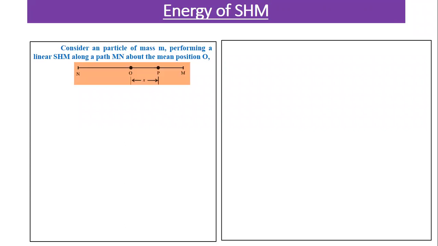Next is the energy of SHM, the new article. Energy of SHM means what? We have to obtain expressions for kinetic energy, then potential energy, then total energy. These three expressions we have to obtain. So we consider a particle performing SHM as shown below, with amplitude A.